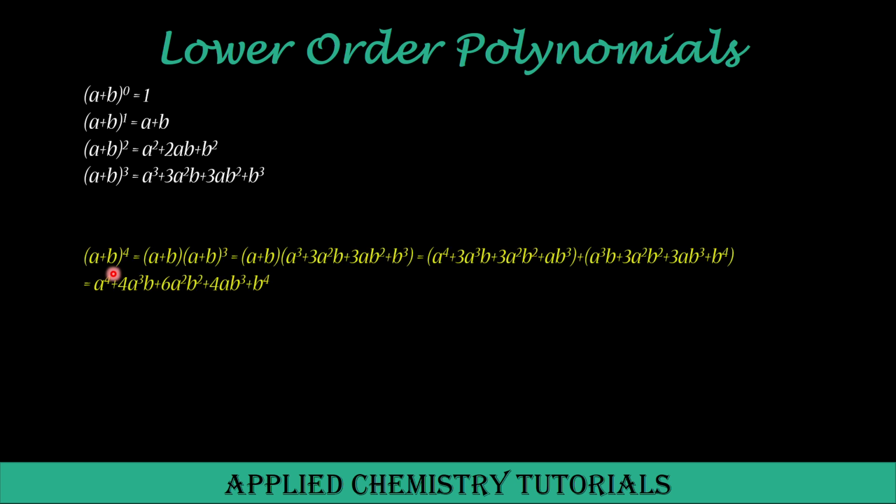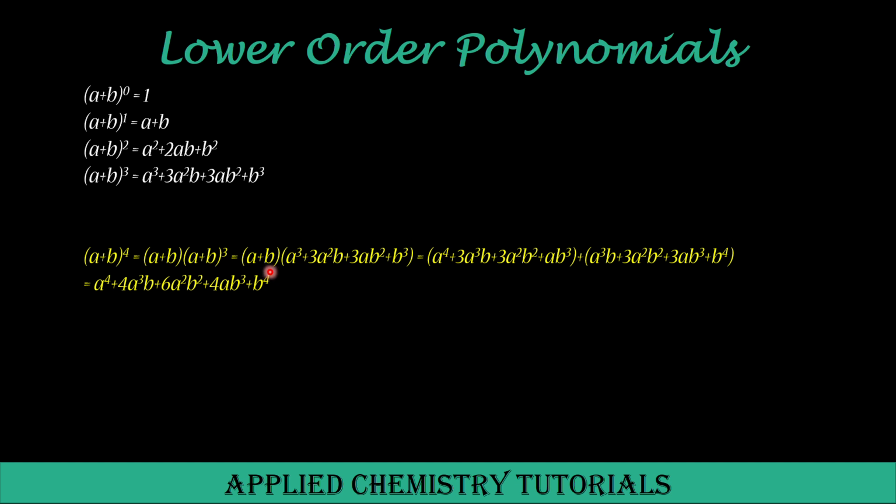In a similar way, we can calculate (a + b)^4, which equals (a + b) multiplied by (a + b)^3. And now we can expand the (a + b)^3 term. So this equals (a + b) multiplied by (a^3 + 3a^2b + 3ab^2 + b^3). Now we can multiply the first term with the second term. a multiplied with (a^3 + 3a^2b + 3ab^2 + b^3) will give us a^4 + 3a^3b + 3a^2b^2 + ab^3.